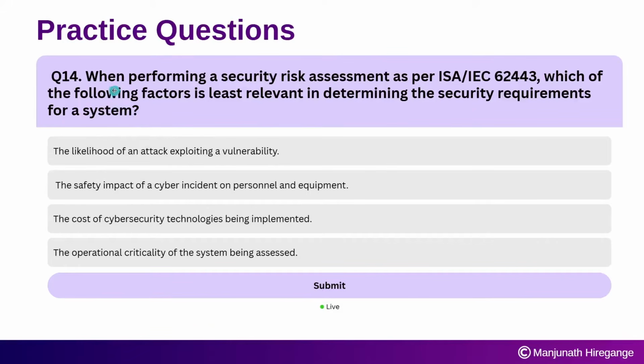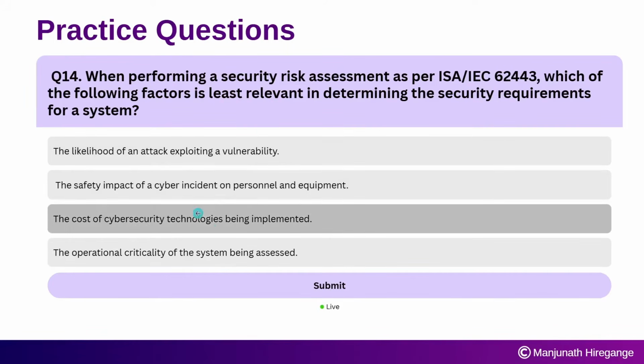Question number 14. When performing a security risk assessment as per 62443, which of the following factors is least relevant in determining the security requirements for a system? So the question here is least relevant. The likelihood of an attack exploiting a vulnerability; the safety impact of a cyber incident on personnel and equipment; the cost of the security technologies being implemented; the operational criticality of the system being assessed. So, which is the right answer? So, the key term here is the least relevant.